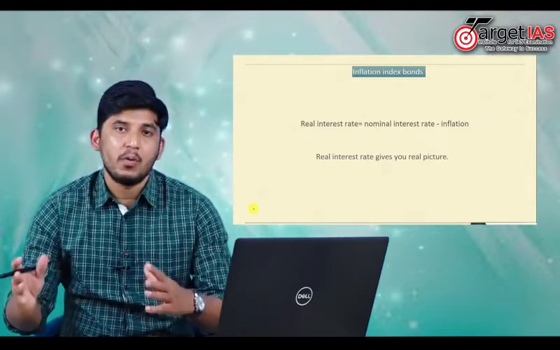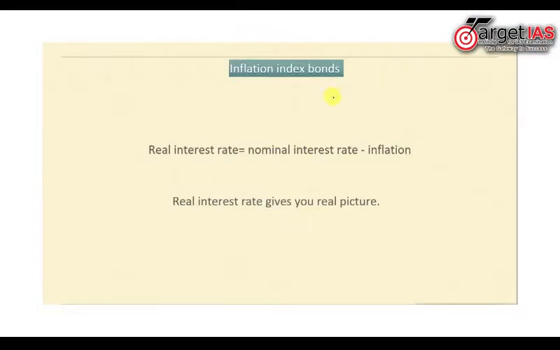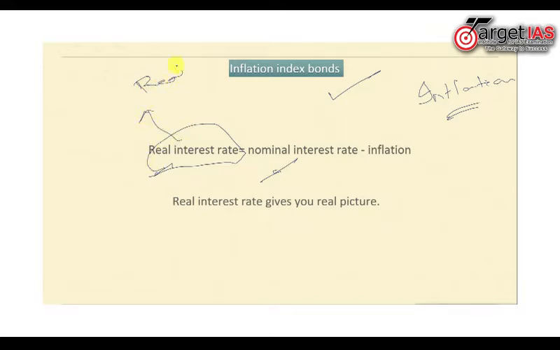Moving on to the other important instruments which are in the news, and hence important for UPSC. So we're going to discuss that. Inflation index bond. Inflation is a sustained rise in the price level. In order to understand this bond, the prerequisite is that we have to understand what the real and nominal interest rate are. Real interest rate will give you a real picture. Nominal interest rate minus inflation will give you the real picture.